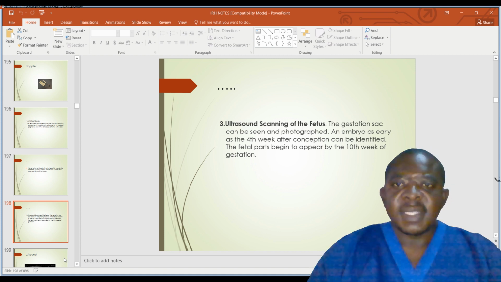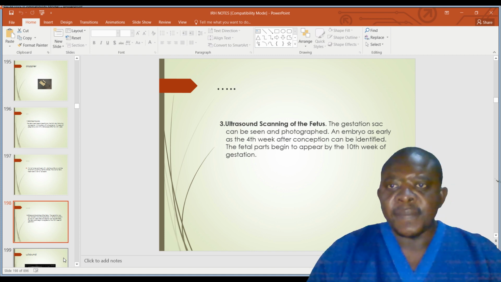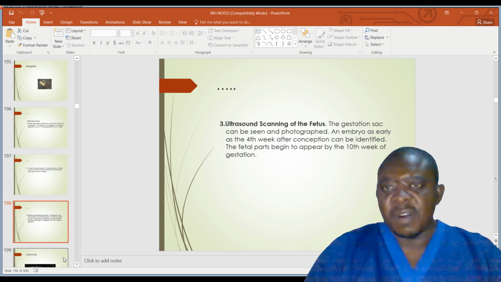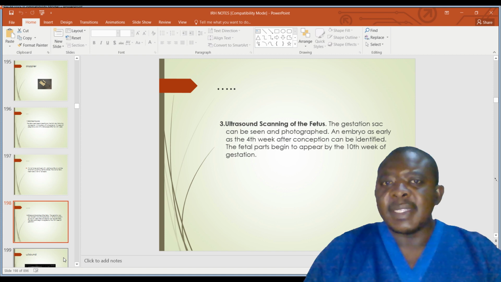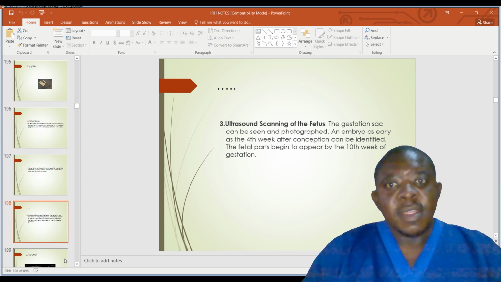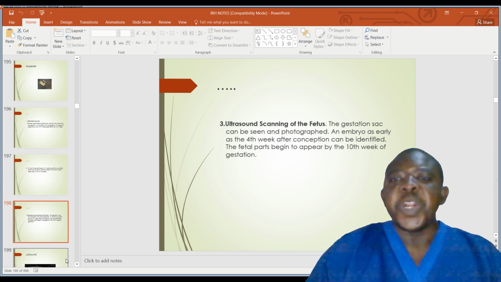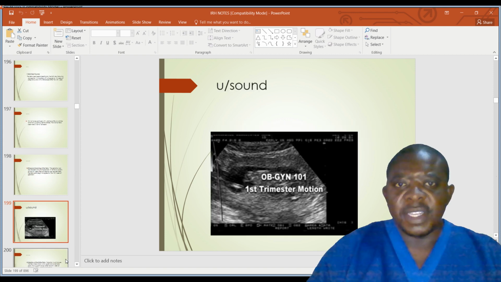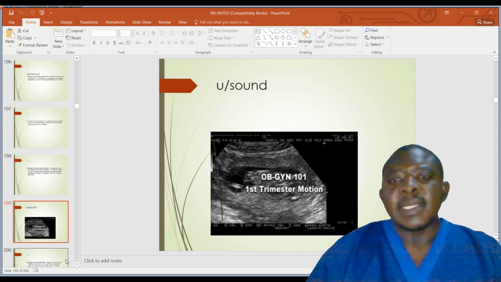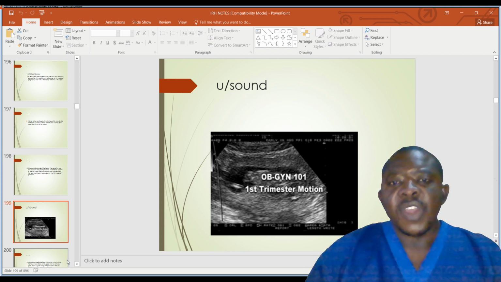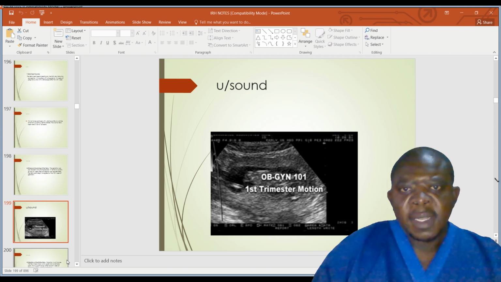Ultrasound scanning of the fetus. The gestation sac can be seen and photographed. An embryo as early as the 4th week after conception can be identified. The fetal parts begin to appear by the 10th week of gestation. Here is an ultrasound trying to show the embryo within the uterus.